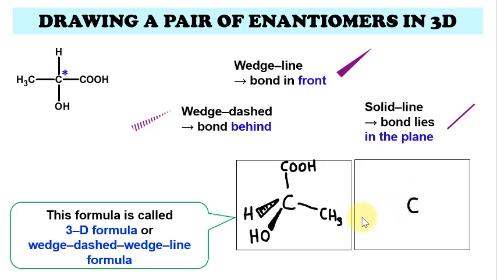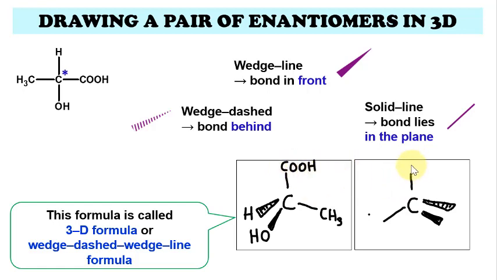So, okay, draw the carbon first, and then the solid line. This and this bonding is the solid line, and then here I've got the wedge line and also the dash line. The bonding at the back is the dash line. Next, I'm going to copy back all the bonded atoms or groups of atoms into this.